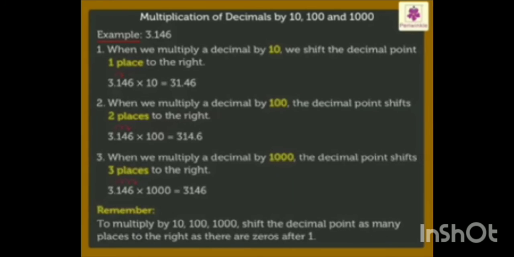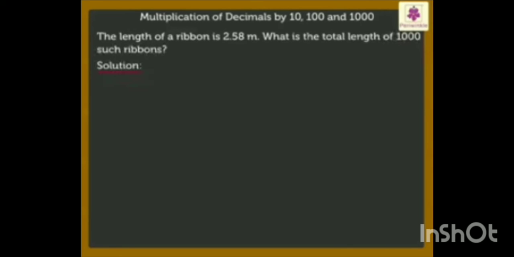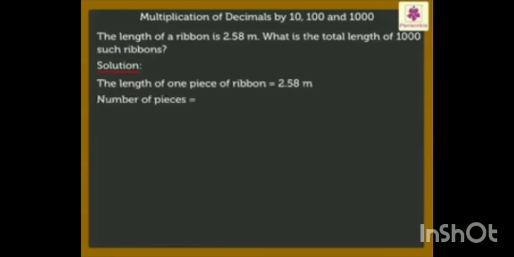Now, let's solve a story problem. The length of a ribbon is 2.58 meters. What is the total length of 1000 such ribbons? Let's write the statements first. The length of one piece of ribbon is equal to 2.58 meters. Number of such pieces is equal to 1000. Therefore, total length of 1000 such pieces is equal to 2.58 into 1000.